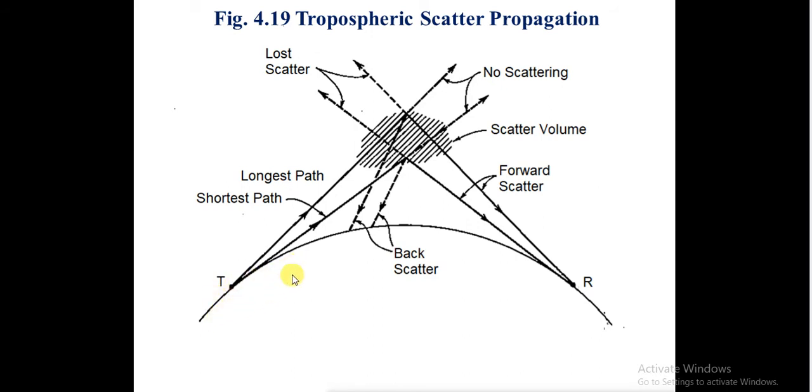So consider this is the surface of the earth. So this curvature describes the surface of the earth. Now you can see that we have 2 points T and R. So this T point indicates it is a transmitter and R point indicates it is a receiver.